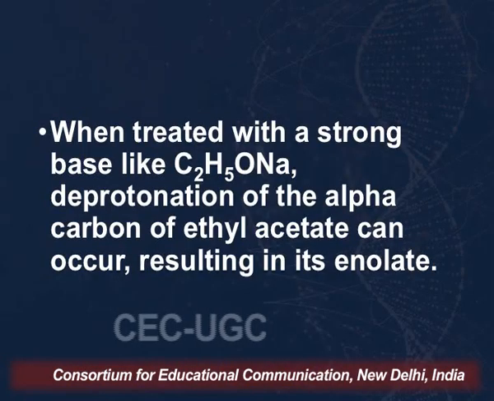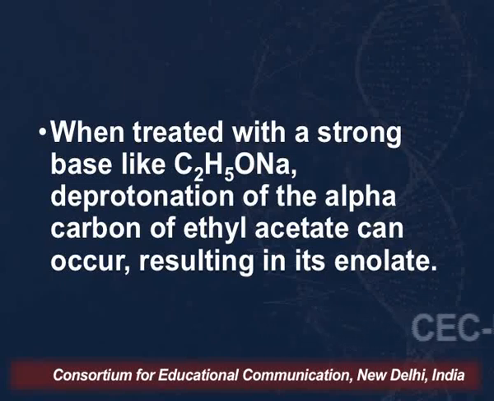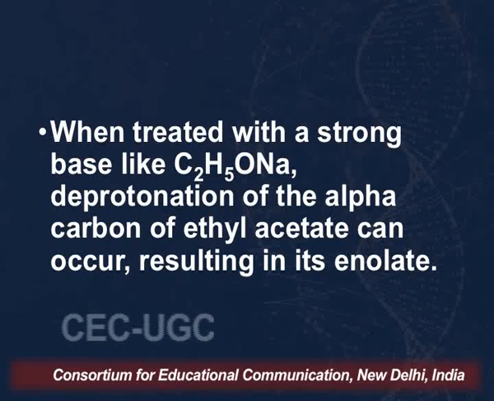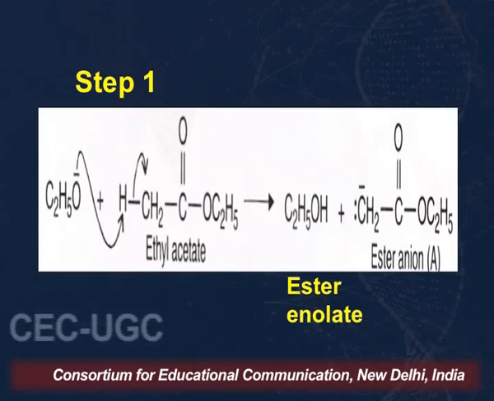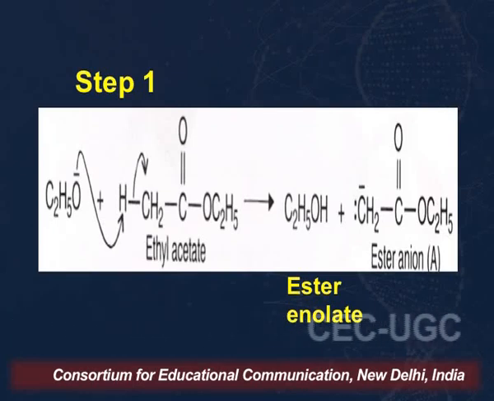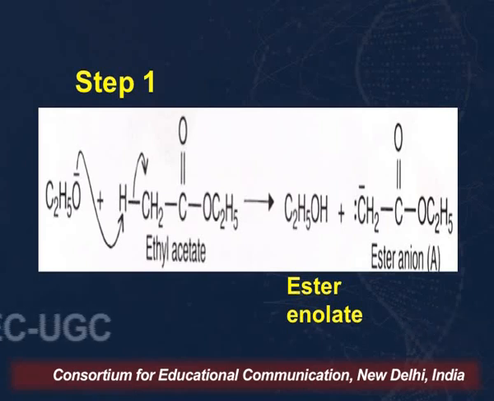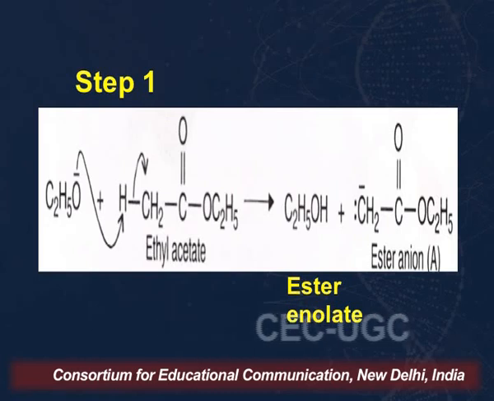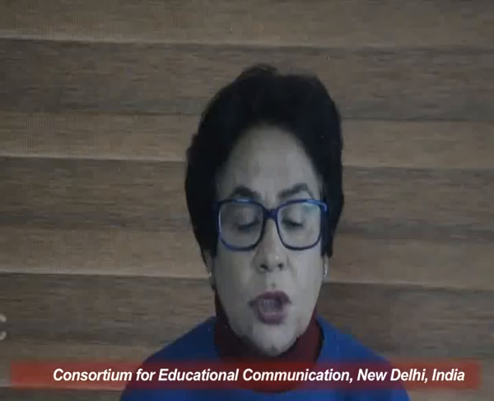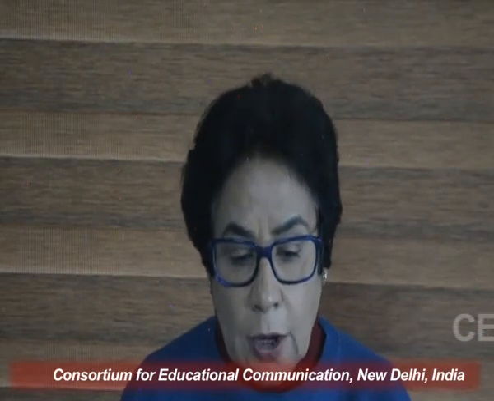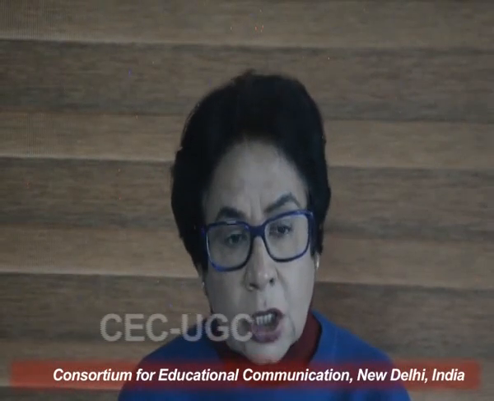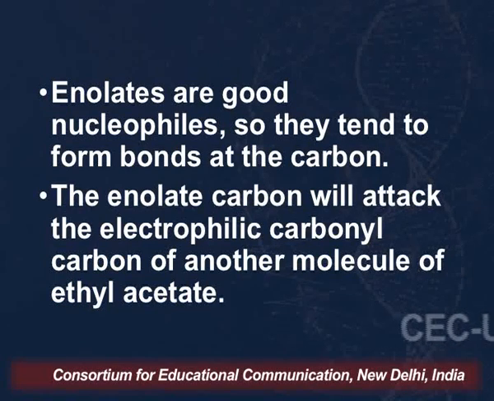So when ethyl acetate is treated with a strong base, deprotonation of the alpha carbon of ethyl acetate occurs, resulting in enolate. As you can see on your screens, the ethoxide ion from sodium ethoxide pulls the proton towards itself, resulting in formation of ethanol, and in the process enolate anion is formed. Now this enolate anion is resonance stabilized because we have a negative charge on the alpha carbon, and in conjugation we have a carbonyl group. So the negative charge is spread over this methylene carbon and over the oxygen of the carbonyl group, resulting in two resonating structures.